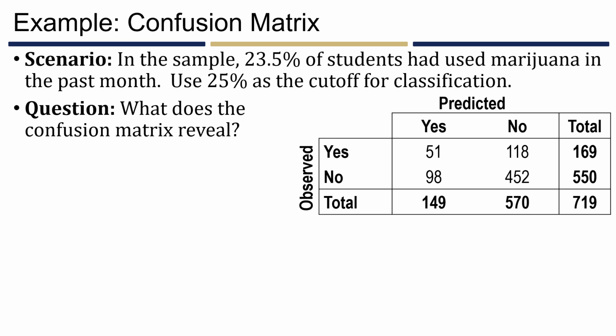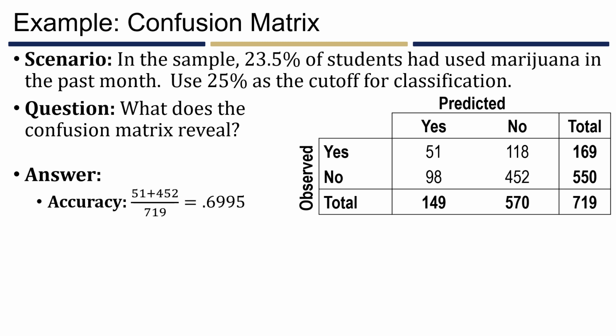Now, one of the things that the confusion matrix reveals is our accuracy. What you should notice here is that 51 students in this sample were predicted to have used marijuana and actually did. 452 were predicted not to have used marijuana and actually did not. Dividing this sum by 719 gives us our accuracy of 0.6995.